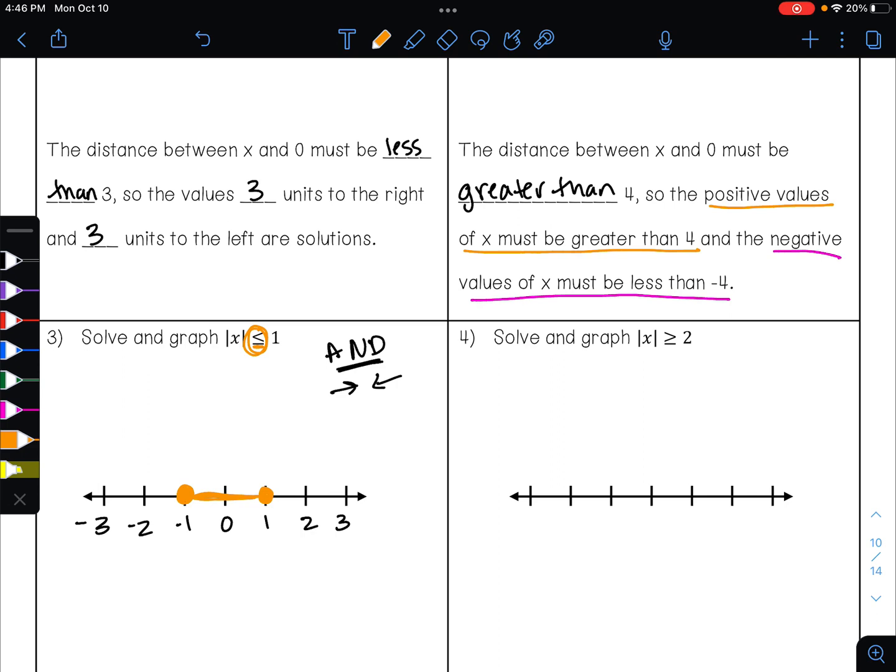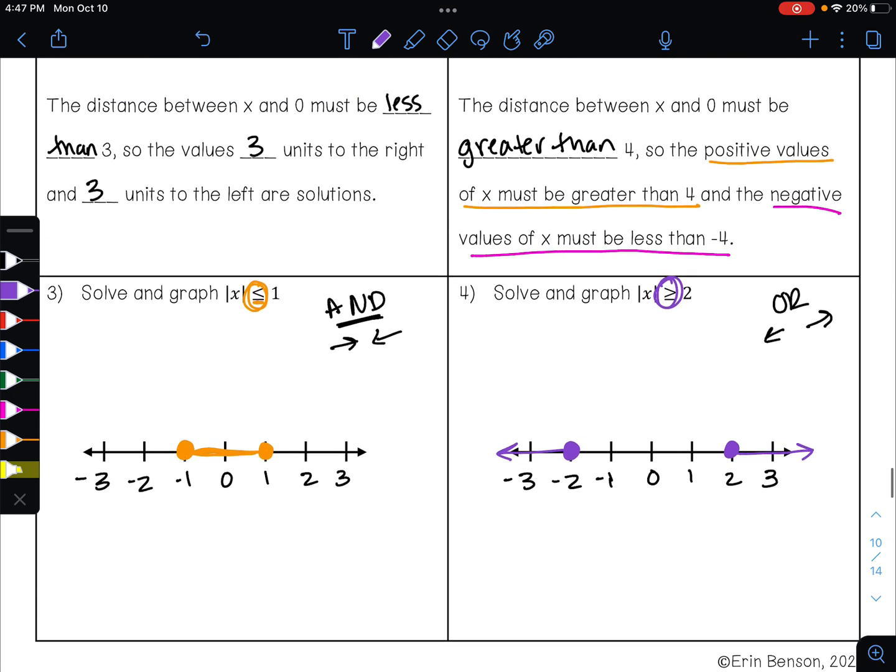For example 4, I'll also do from -3 to +3. And again, this is going to be an or situation. So they're going to go in opposite directions because I have that greater than symbol. And so I'm going to have a closed circle at +2 and a closed circle at -2. Again, I know they're going to be closed because I have that equal to symbol underneath there. And then because it's greater than, we're going to go in opposite directions. And so I'll have x is less than or equal to -2 and x is greater than or equal to +2.